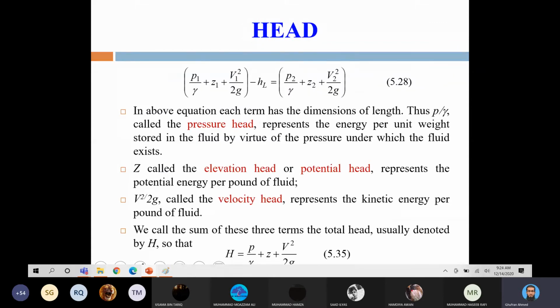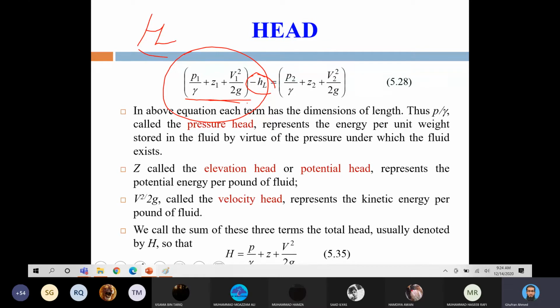Okay, so this whole terminology, we call it a head. P over gamma plus Z1 plus V, and this is head loss minus HL. So in the above equation, each term has the dimensions of length. Thus, P over gamma, called the pressure head, represents the energy per unit weight stored in a fluid by virtue of the pressure under which the fluid exists. Z is called the elevation head or potential head. V square over 2G is called the velocity head.